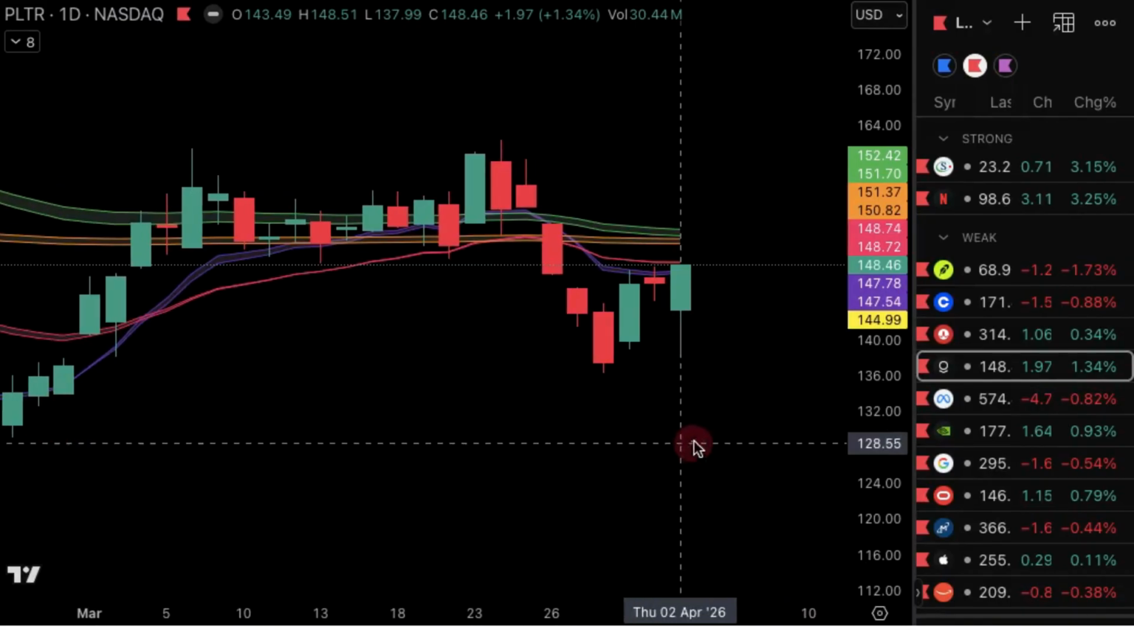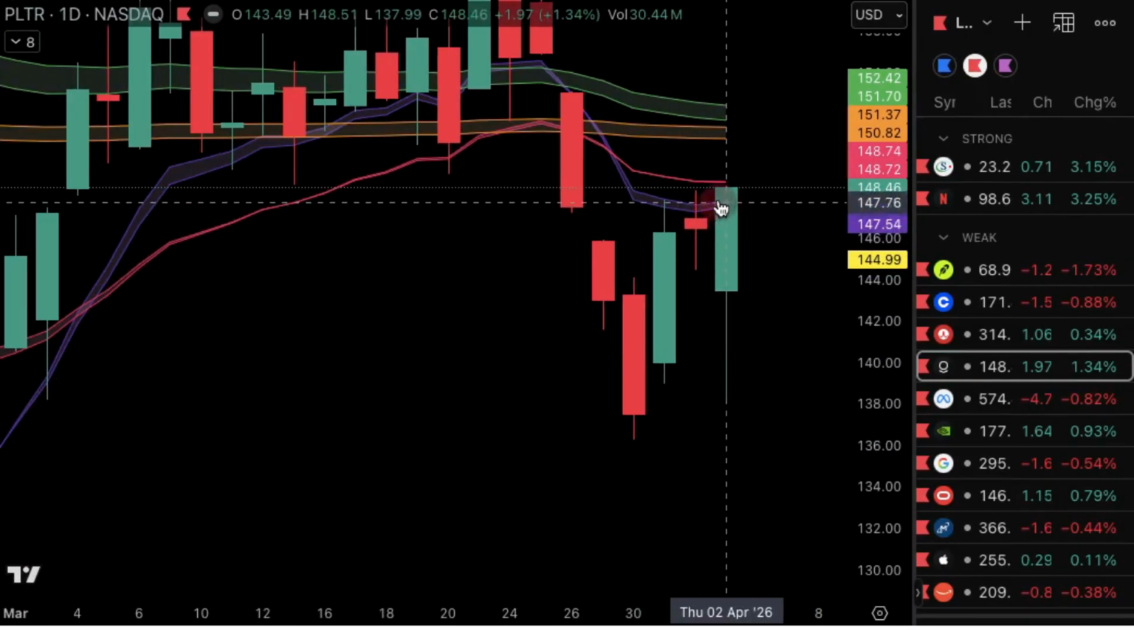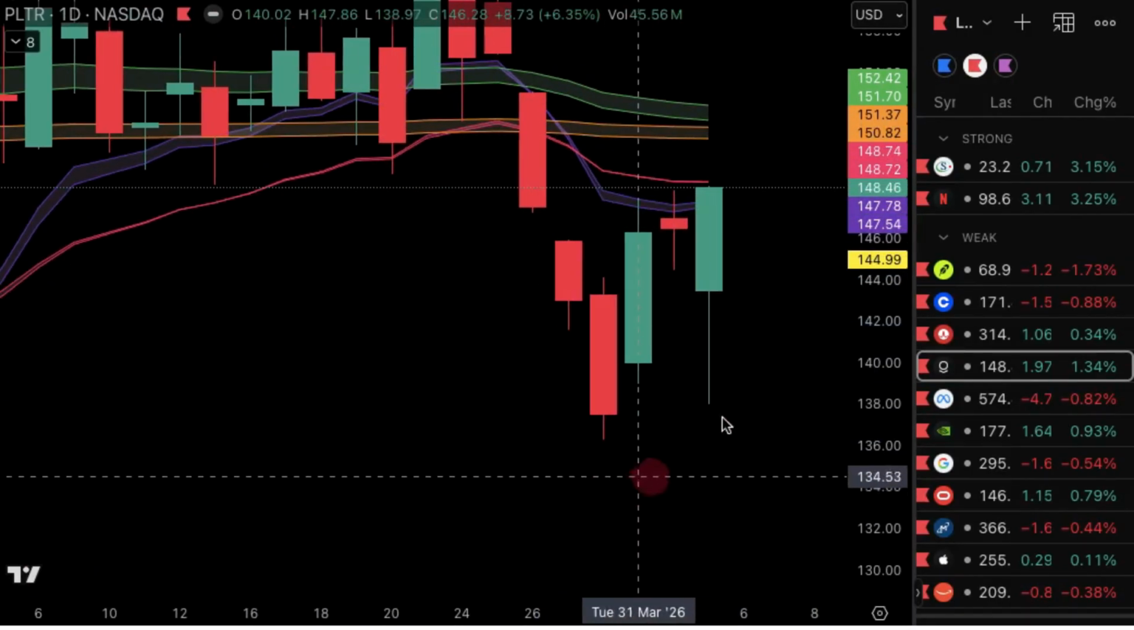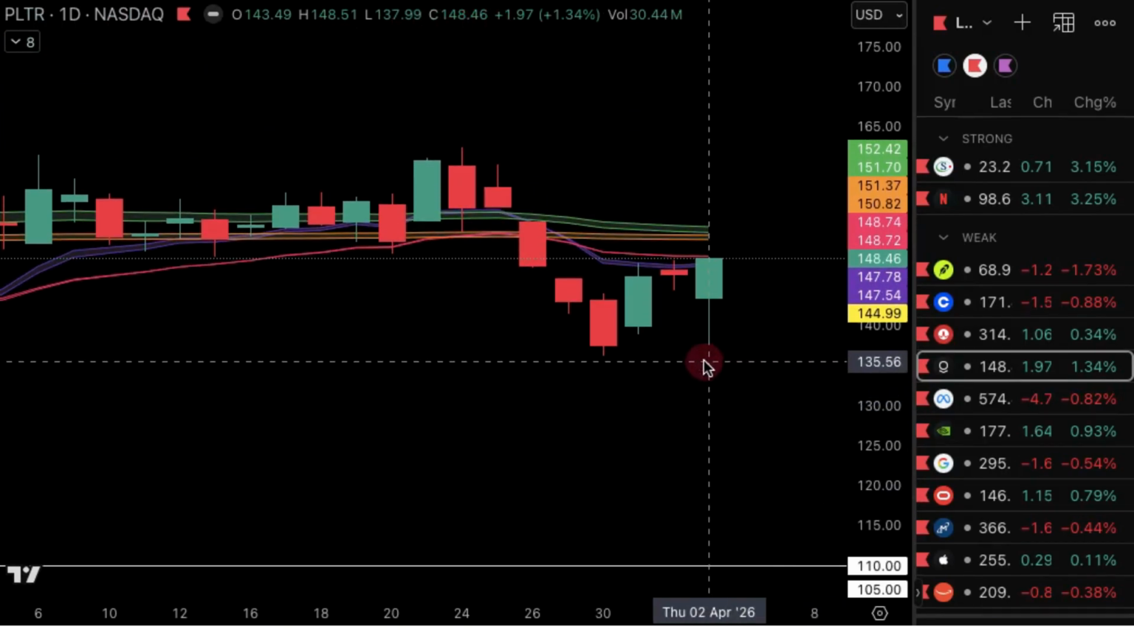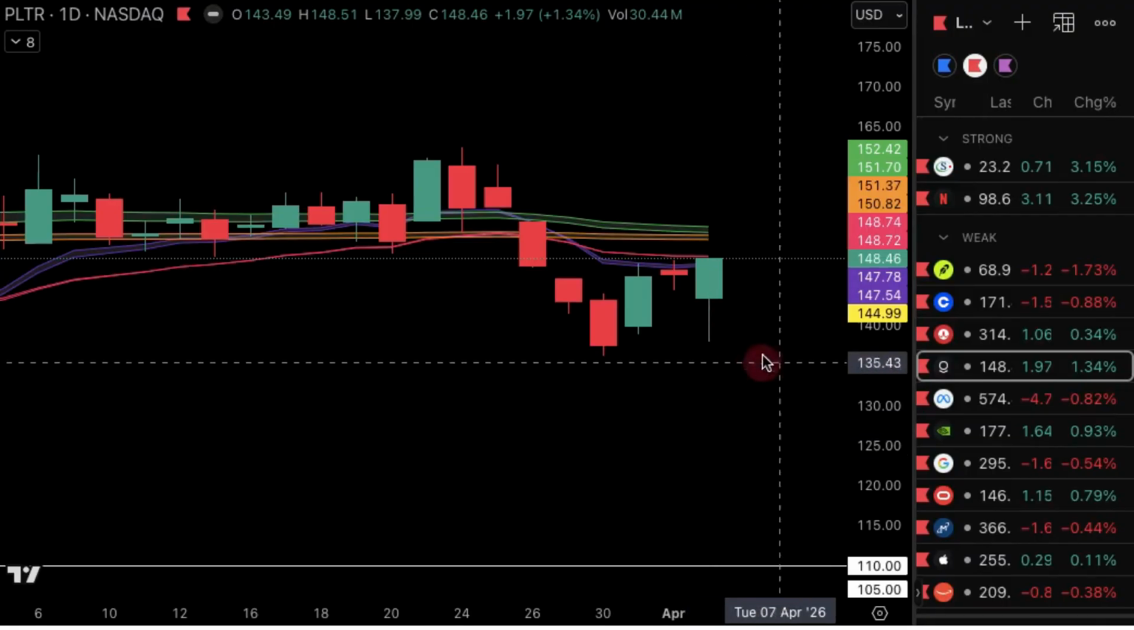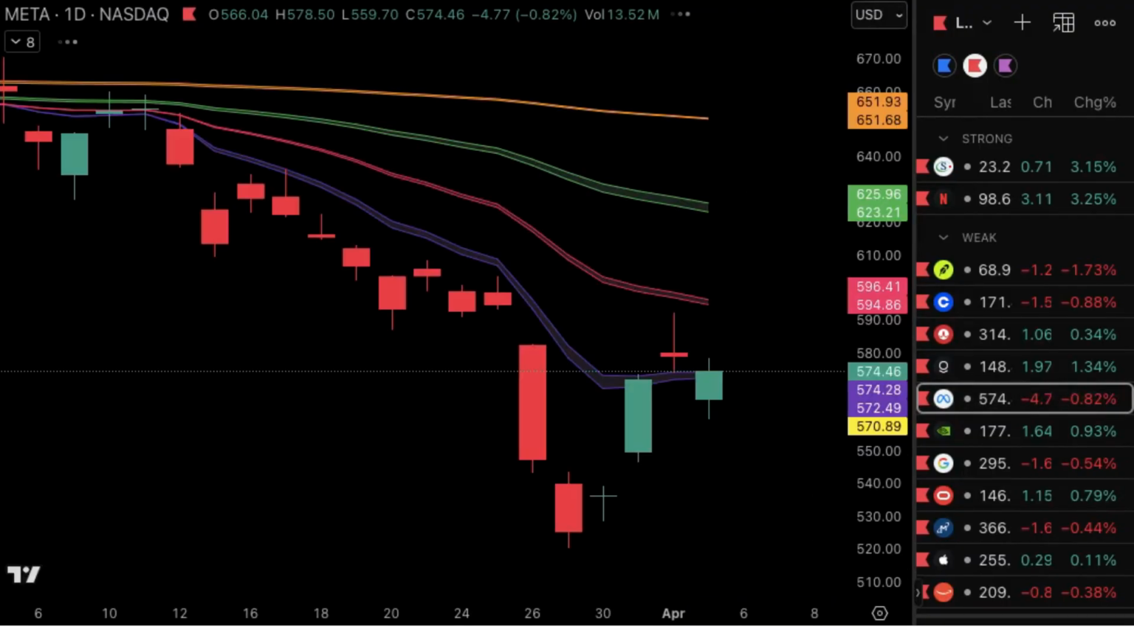Palantir, again, we broke above the daily 9 EMA, kind of hit our head on the daily 20. I'm not sure I'm going to be setting any alerts on this one either. I could set one for previous day low, but I think I'm going to leave this one alone.